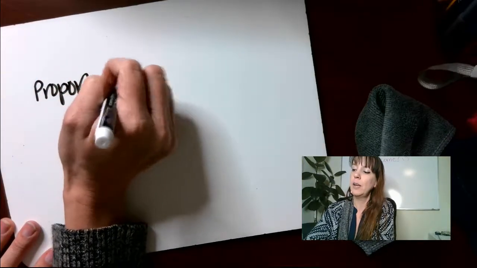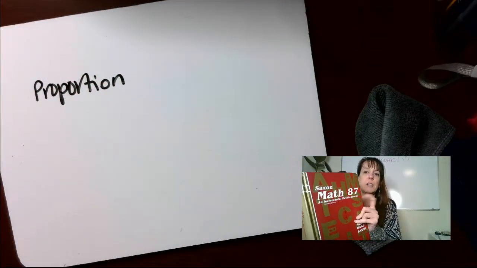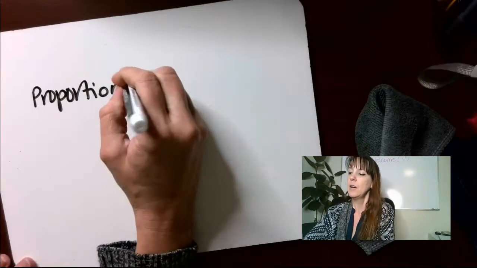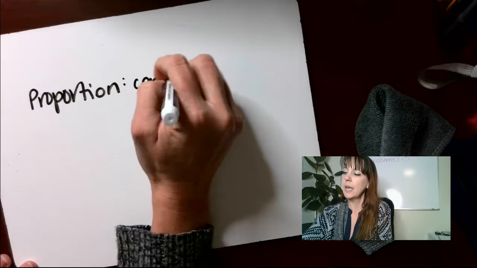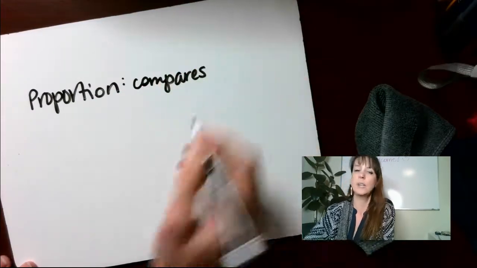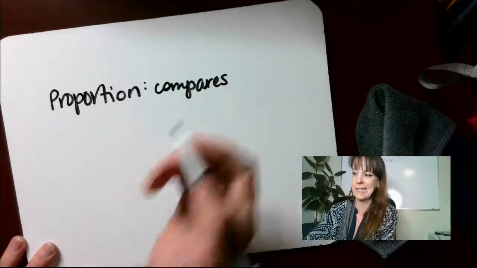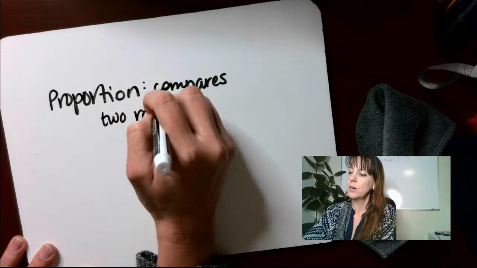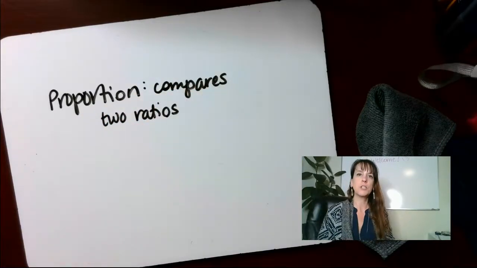Proportion. Before I go on, if you're following along at home, second edition, Saxon 8-7, we are on lesson 39. A proportion compares, and if you're in my class, you need to be taking notes, which means writing these things down. Compares two ratios. Two ratios.